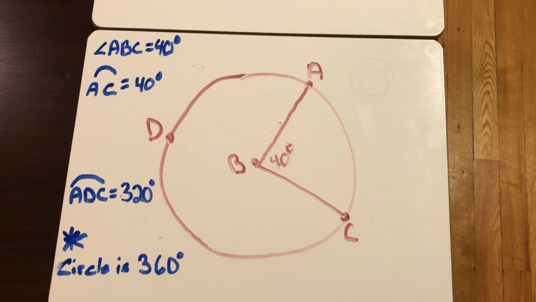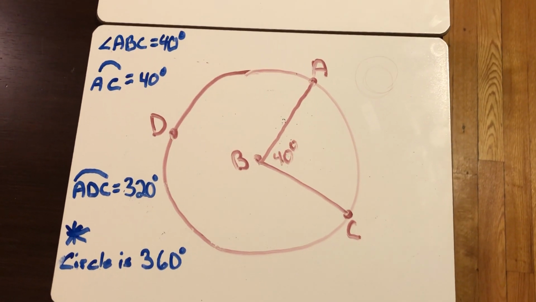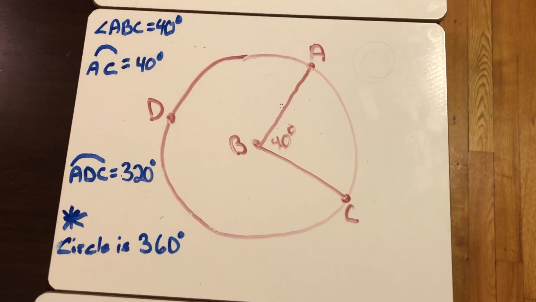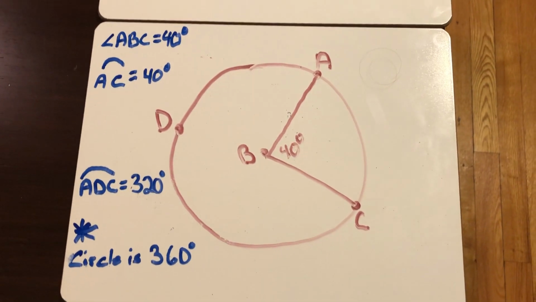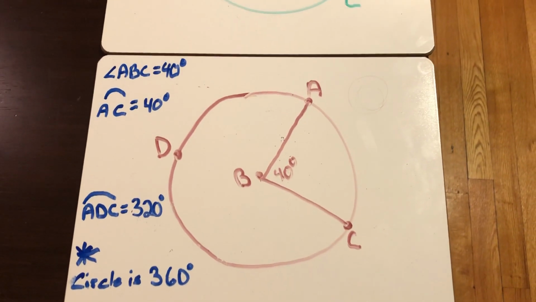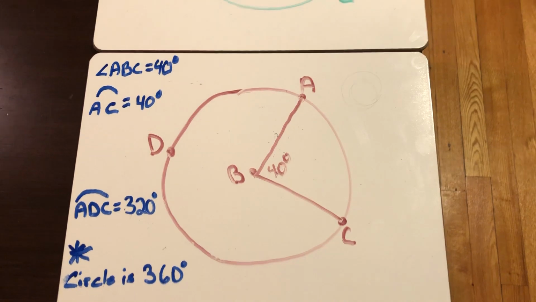So we have a minor arc of less than 180. We have a major arc of more than 180. And we can also have semicircles of exactly 180. Don't see those very often, but they do exist. So we do have to keep in mind that circles are 360 degrees.